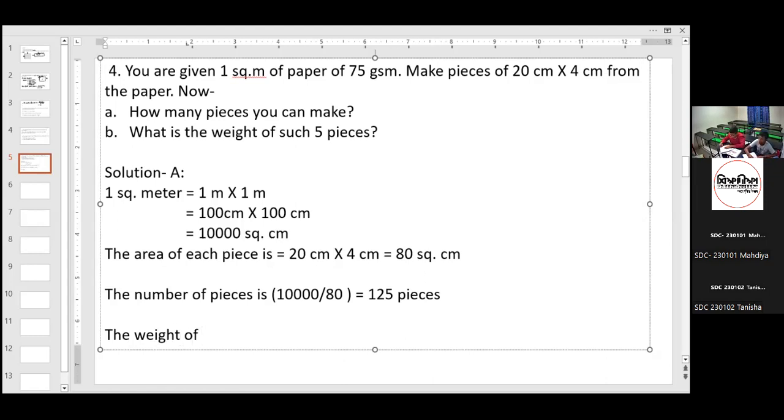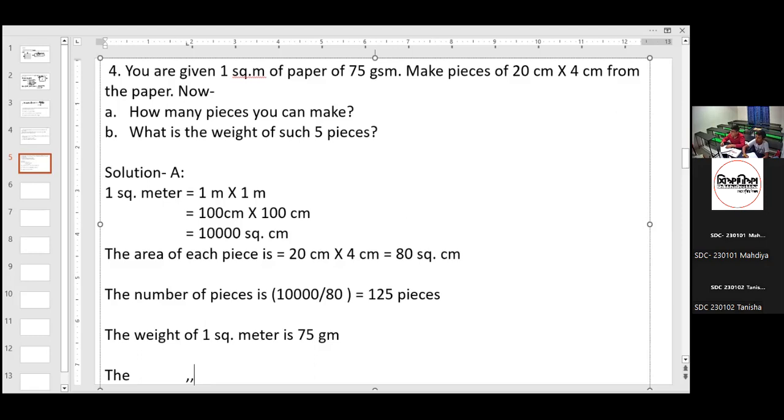The weight of 1 square meter is 75 gram, right? So therefore the weight of 125 pieces is also 75 gram, right?